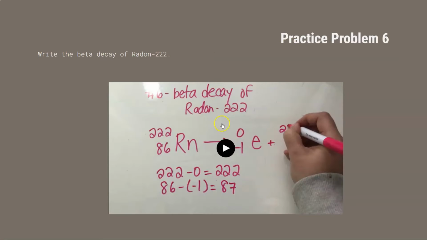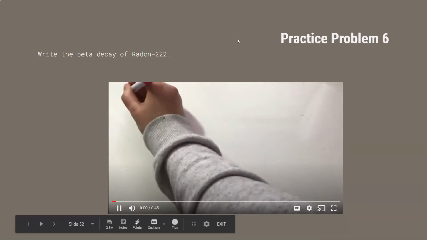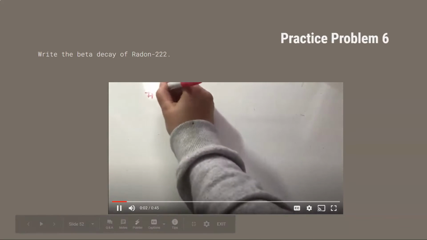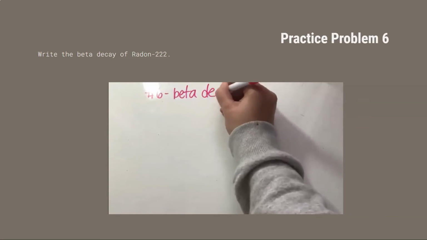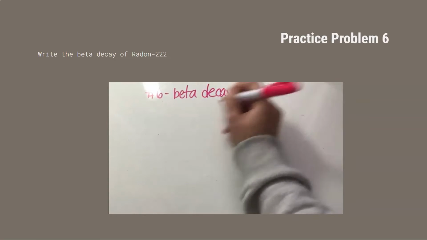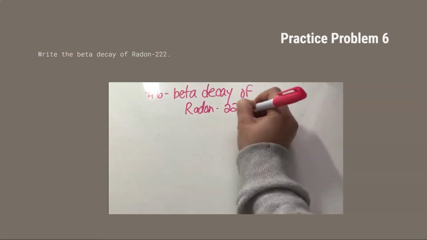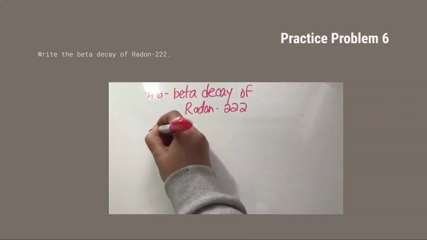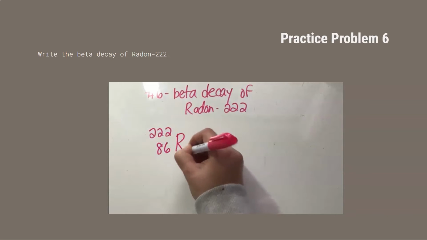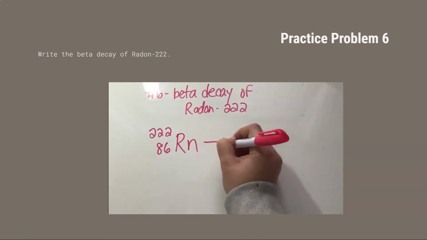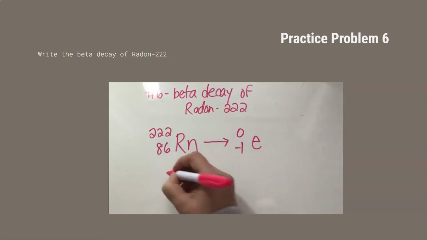Our very last problem is going to be beta decay of radon-222. So again, beta decay is using an electron. And when you lose an electron, because you're subtracting an electron, it becomes a positive. So remember, your number on the bottom gains a bigger number. So we're going to do radon-222. So 222 is the mass, and radon has an atomic number of 86, and there's its element symbol. So we're going to show the 0 and -1 with the electron symbol.